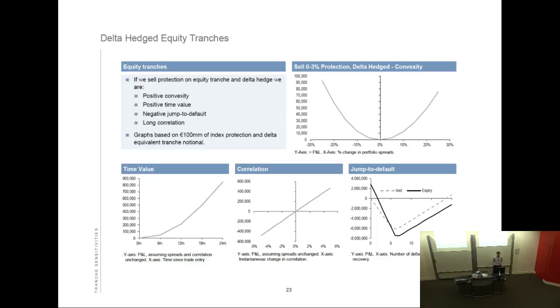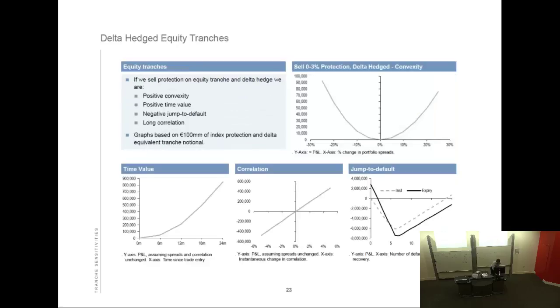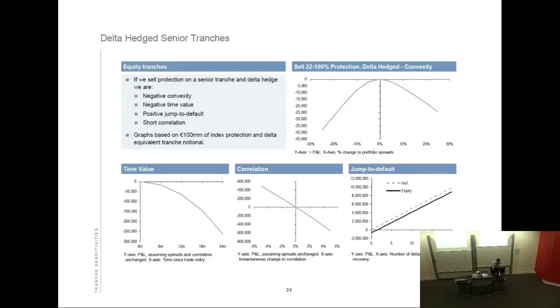What about everything else? So let's go back to this picture here. The leverage, we're missing the spreads. Okay, let me explain it this way around first. Let's talk first about senior tranches. Let's say you think correlation is going to drop, so you sell protection on a senior tranche and buy index protection against it. Page 24. So correlation exposure is negative.